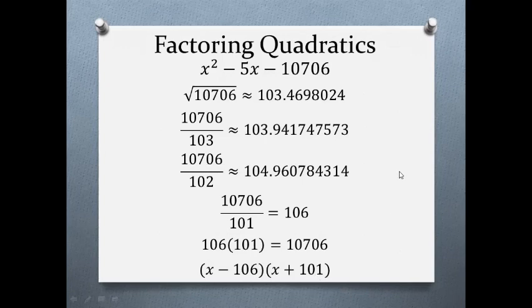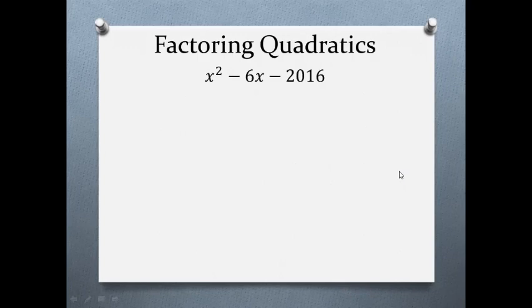All right. So now for the next one, feel free to try it on your own, and then we can check. All right. So let's go ahead and check this out. So we have x squared minus 6x minus 2016. Once again, we see that the value of b is close to 0. So we could take the square root of 2016 and we get this approximate value.